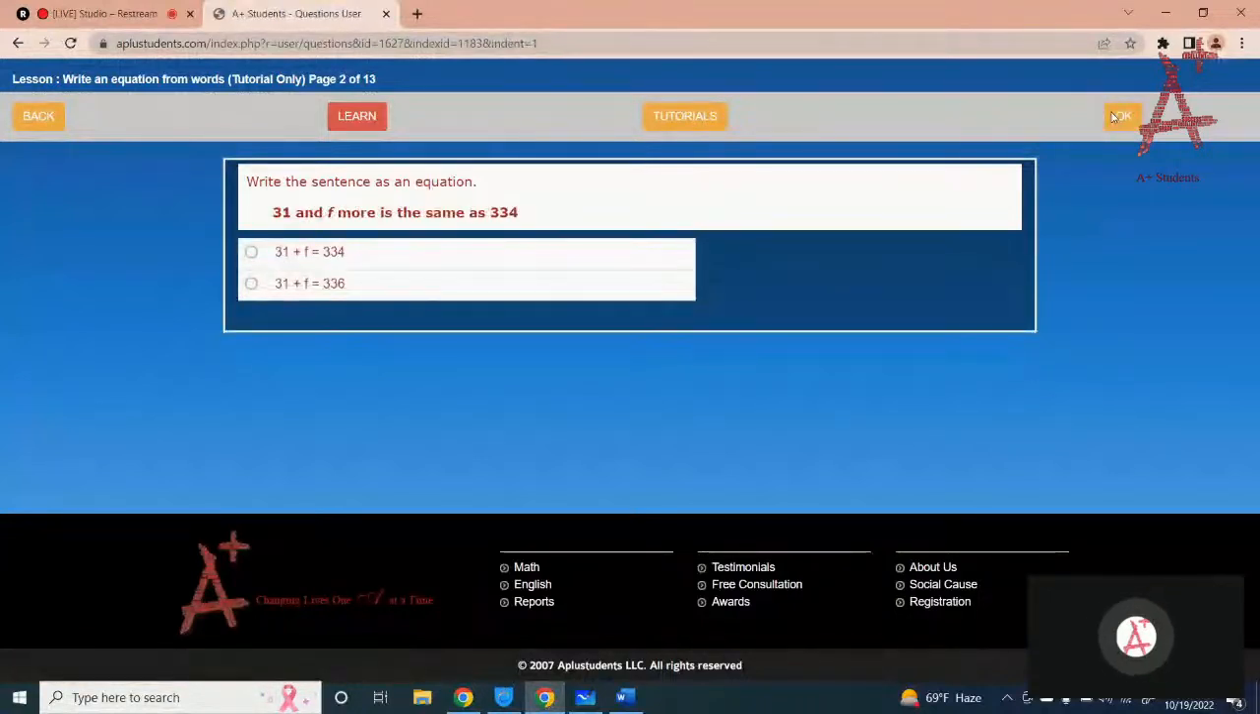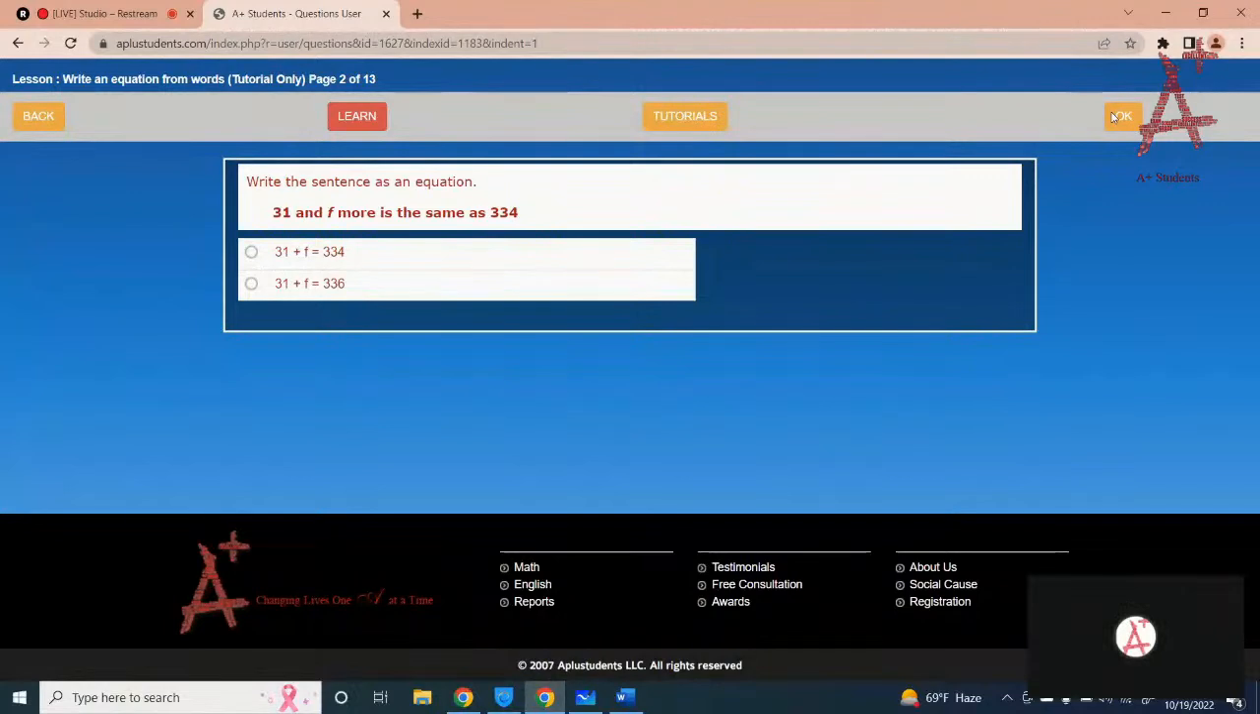Okay, the next one is 31 and f more is same as 334. If you know the answers, you can use the live chat button. Please write the answers. Your communication is highly appreciated. You can communicate with me using live chat options. So if you know the answers, just write the answers in the live chat box.